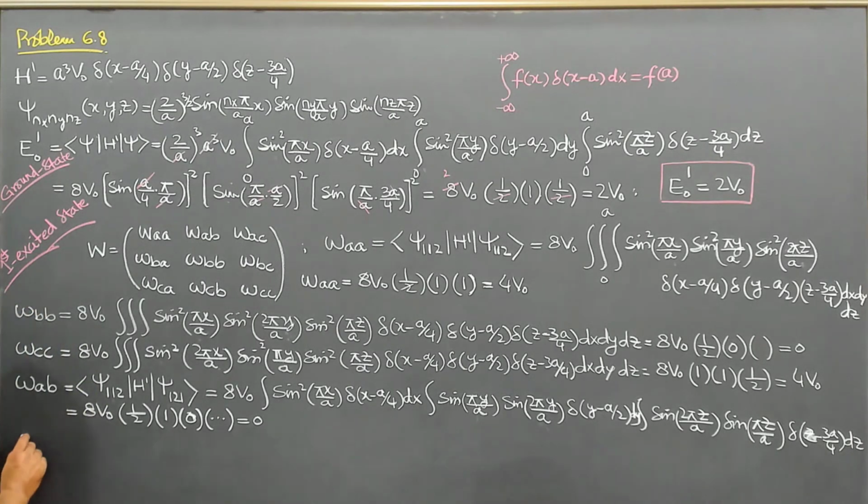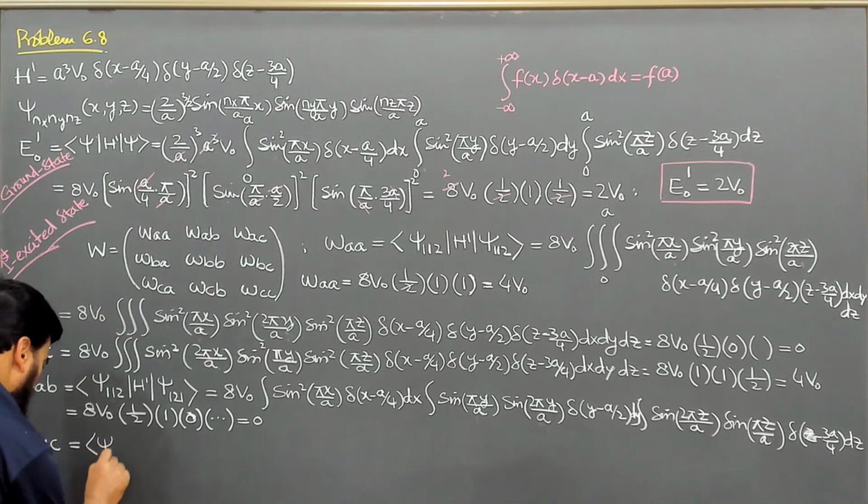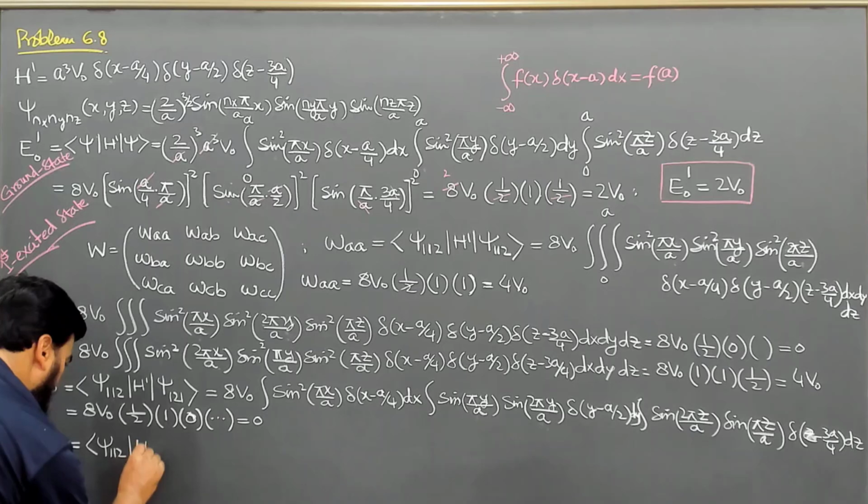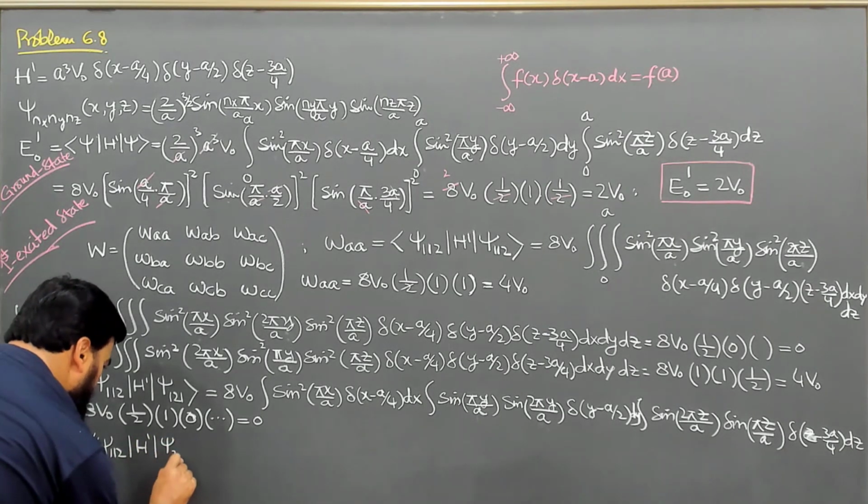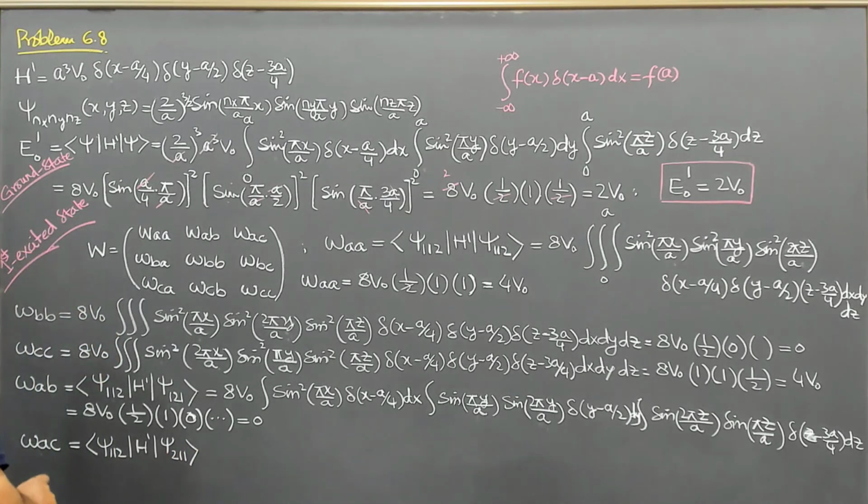And now let me calculate W_AC. I will have to write this thing now. A means psi 1, 1, 2 and H prime, and C means psi 2, 1, 1. So there is 1, 2 and then 1, 1 the same, 2, 1. So in y we are having the similarity, while in x and z we are having different terms here.